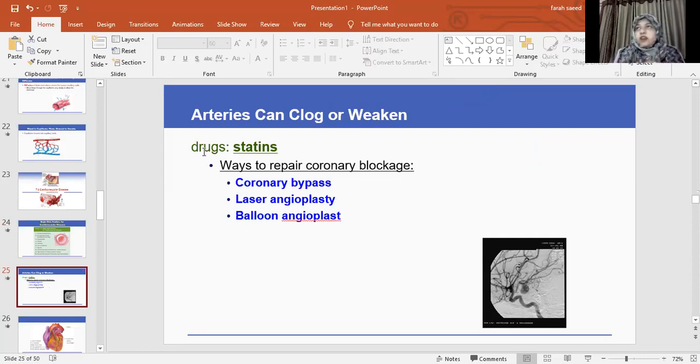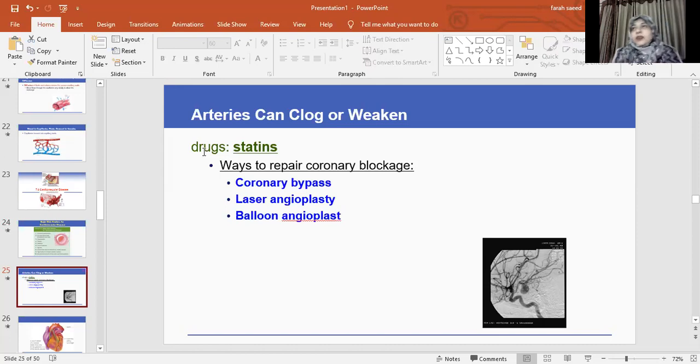Statins are basically drugs, or commonly we say these are aspirins. These aspirins are basically responsible for thinning the blood. When blood is a little bit thinner as compared to the normal one, then it can flow through narrow coronary arteries also. Other treatments are surgical treatments: coronary bypass, angioplasty, and balloon angioplasty.